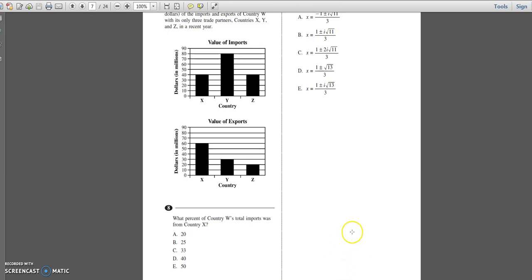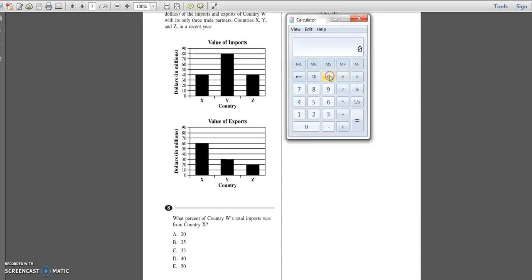So we have to look and see what their total imports were. And to do that, we go to the calculator. I had already done the calculations for that, but I'm going to do it again. So their imports from all 3 countries will be their total. From country X, they had 40. From country Y, they had 80. And from country Z, they had 40. So they had a total of $160 million is what their total amount of imports was.